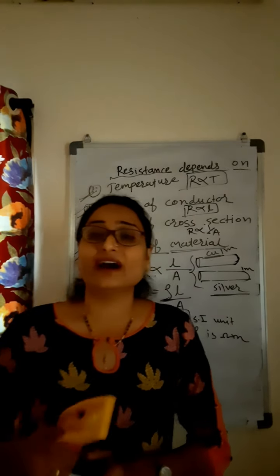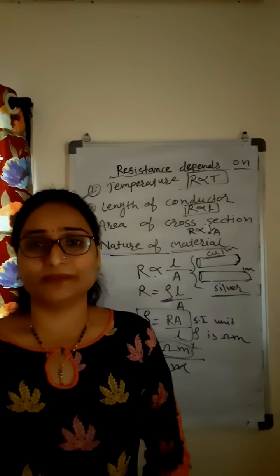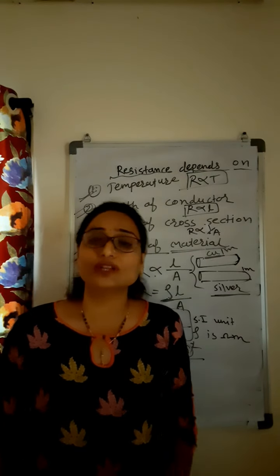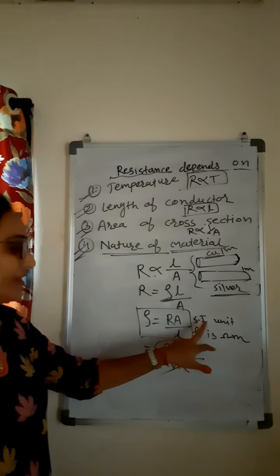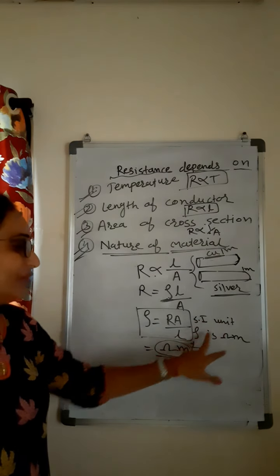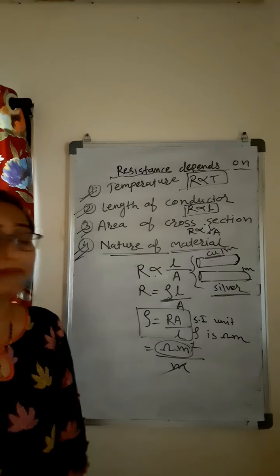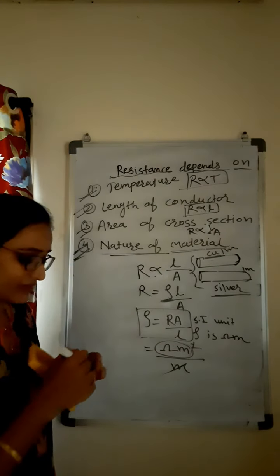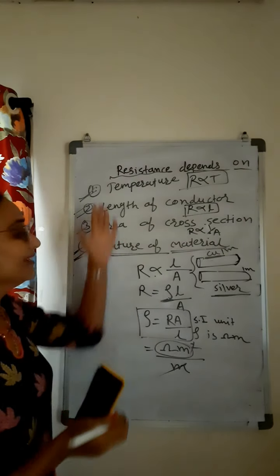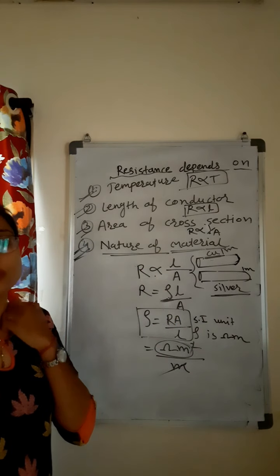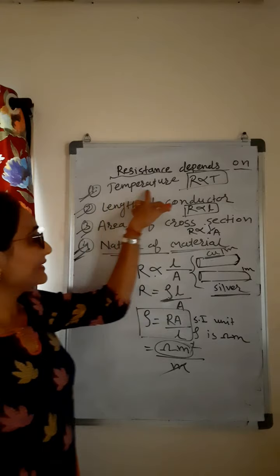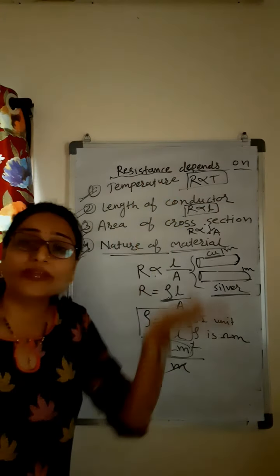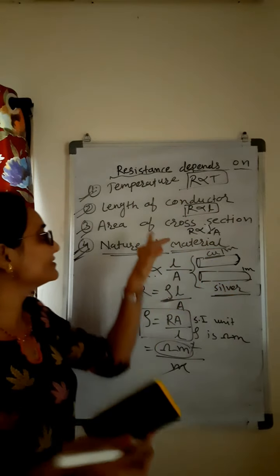All metals have low resistivity, and therefore we use them as conductors. SI unit of resistivity is ohm meter, and that is our fourth point. Resistance depends on the nature of the material also. Resistance depends on the temperature. Temperature increases, resistance also increases.